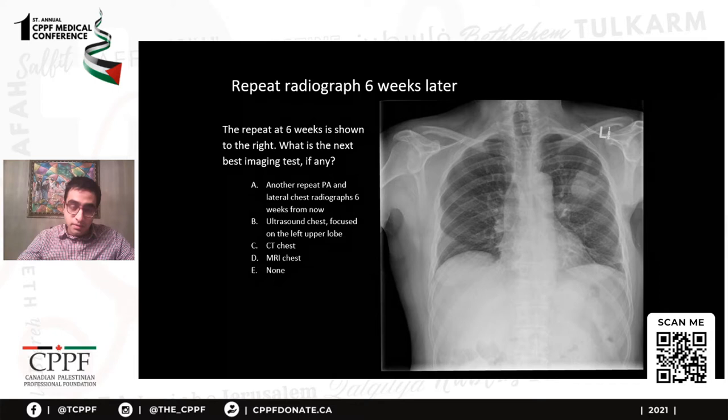Based on this X-ray, what is the next best imaging test, if any? It'll be another repeat PA and lateral chest radiographs in 6 weeks from now, or an ultrasound of the chest focused on the left upper lobe, or a CT of the chest, MRI of the chest, or none of the above. You have 30 seconds to answer the question.